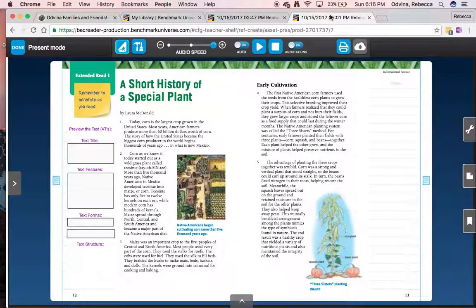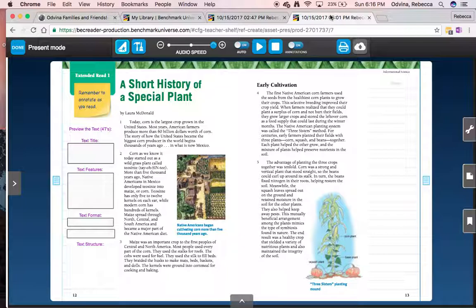Go ahead and open up your book to page 12. You're looking at A Short History of a Special Plant. Before we get started, I want you to preview the text. Do the 4 T's. What is the text title and who's the author? What are the text features you find? What's the text format?